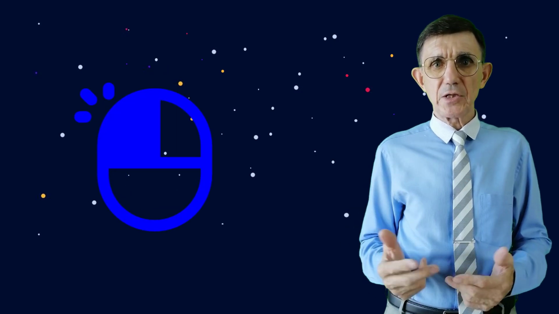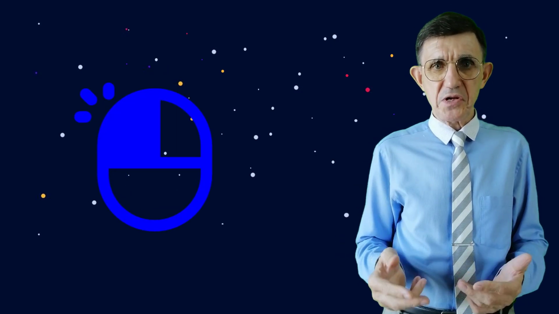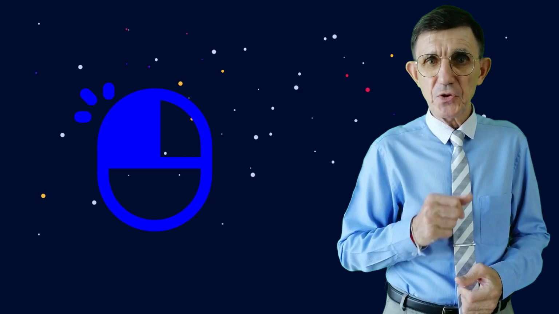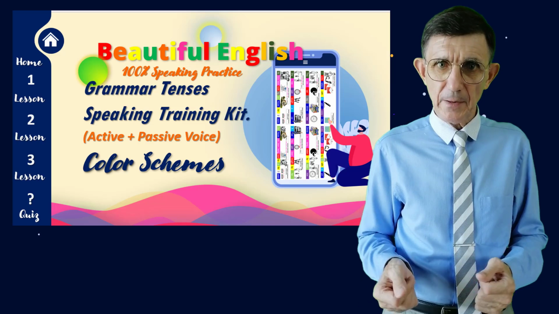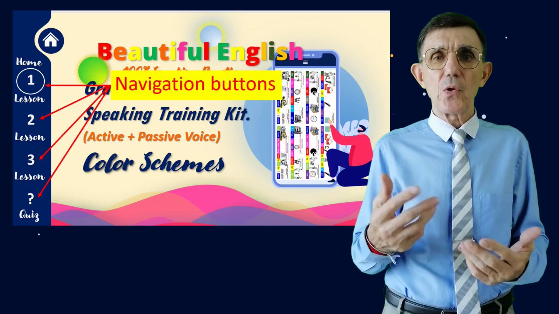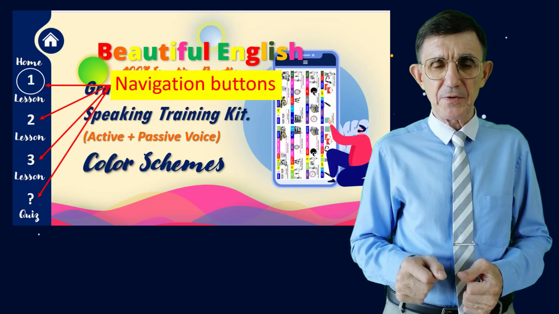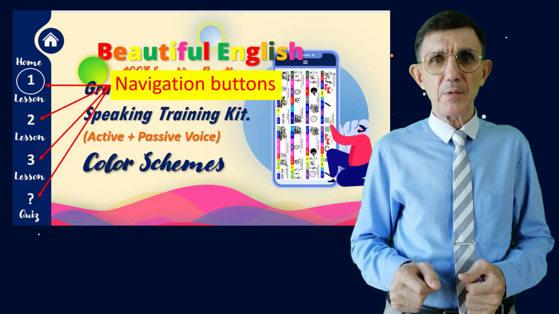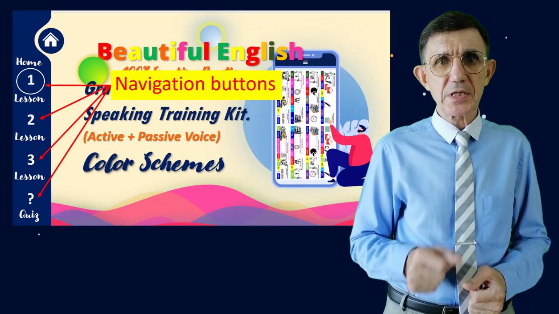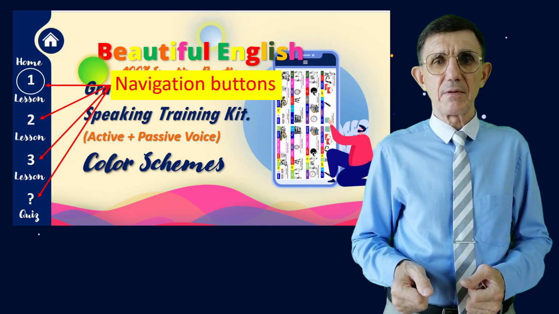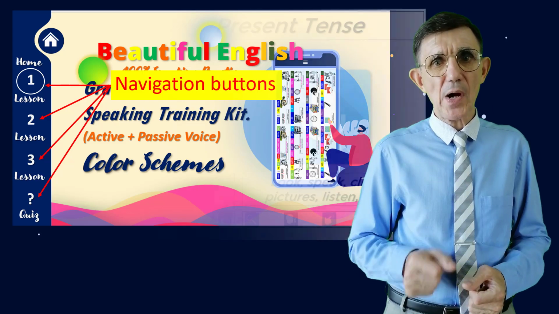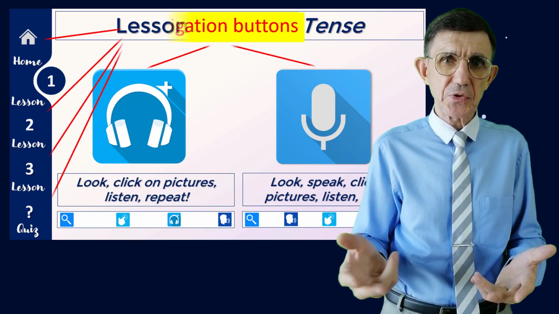You can see 2 icons in a file. This one tells you that you should scroll down to change a page or a picture. This one tells you that you should click on pictures. After you open a PowerPoint show file, you will see a taskbar with navigation buttons on the left. You can click any navigation button and choose a lesson or a quiz. In the first lesson file, you will also see 2 big pictures.